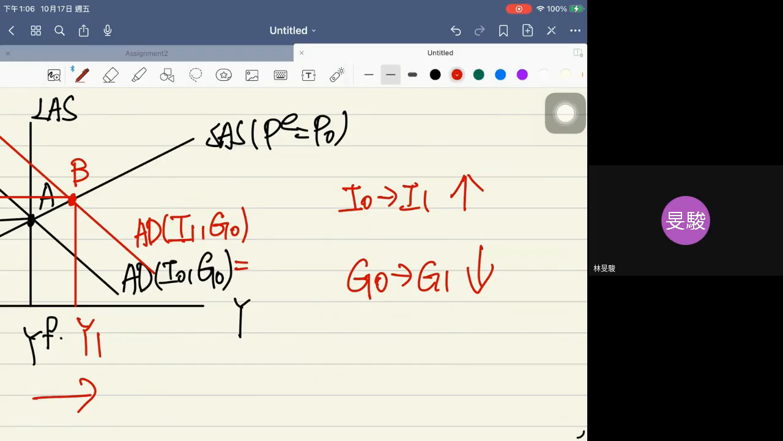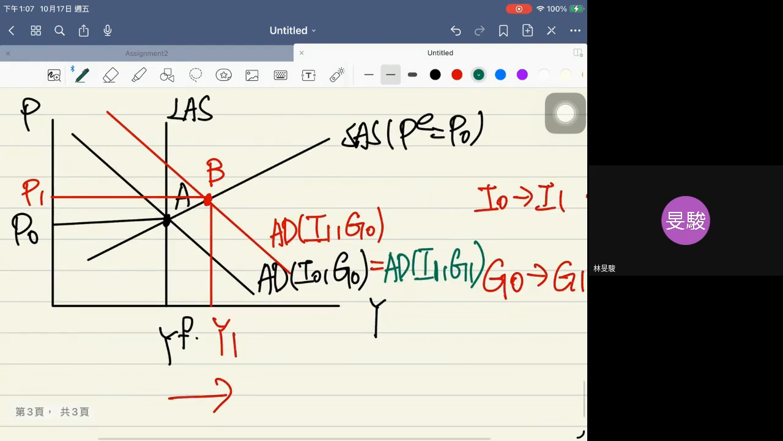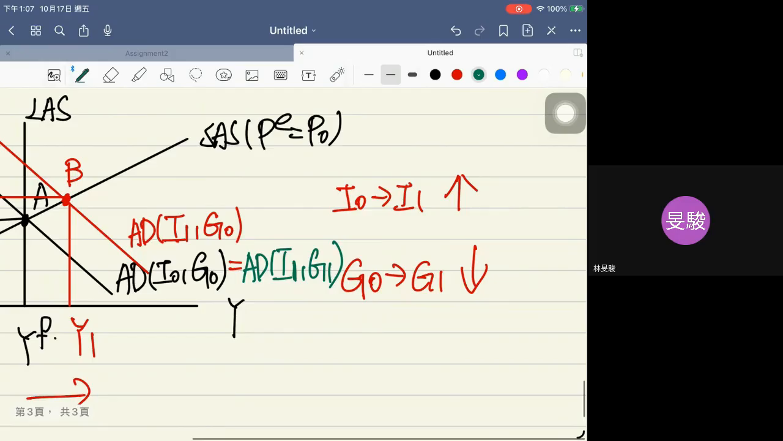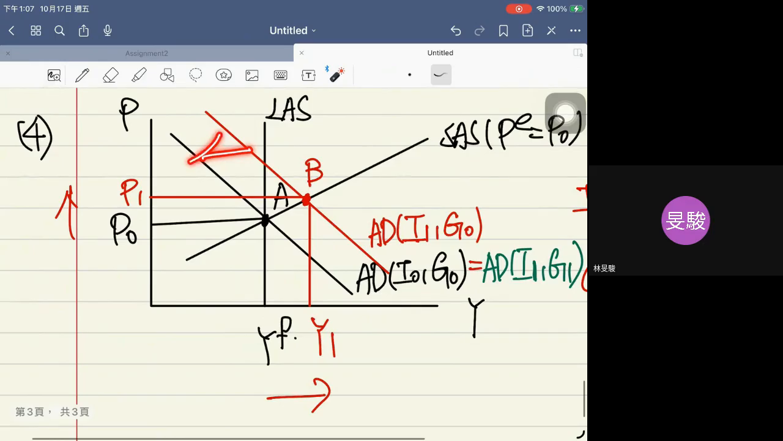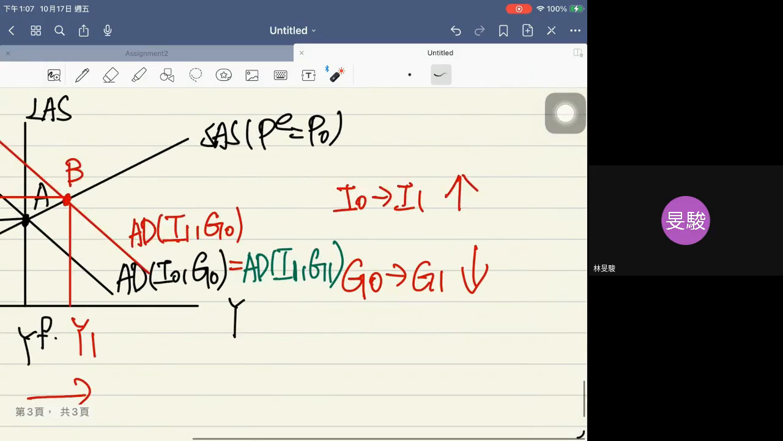I use another color, AD. Okay, this is I1, and this is G1. You can see that it just changed the expenditure and made the AD line shift, and made it back to the original equilibrium. It just made the expenditure decrease.